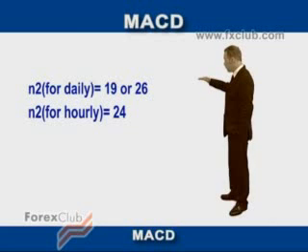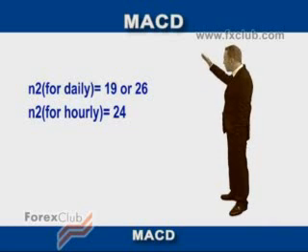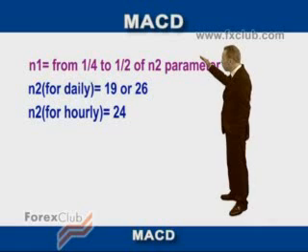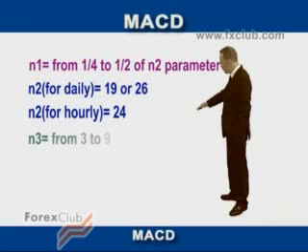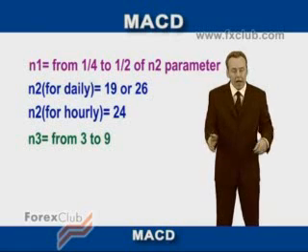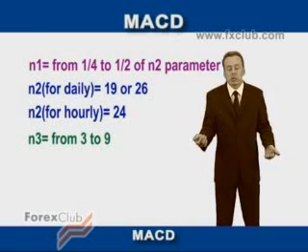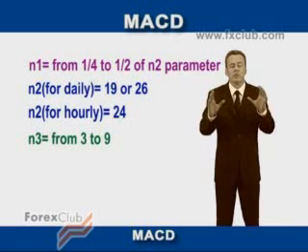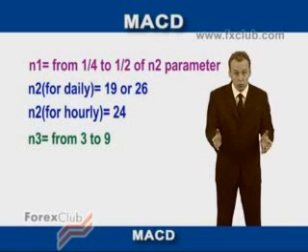For daily charts, N2 is around a month, 19 or 26. For hourly charts it's 24. Parameter N1 is between a quarter and a half of N2. The parameter N3 signal line is selected from a range from 3 to 9. It seems we've said everything about MACD, how it's plotted and how to select the time parameters, but we've said nothing about what it's for.